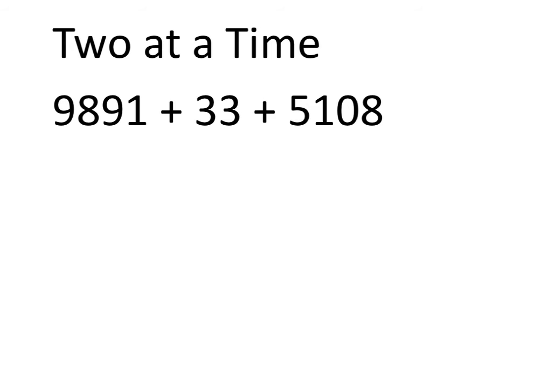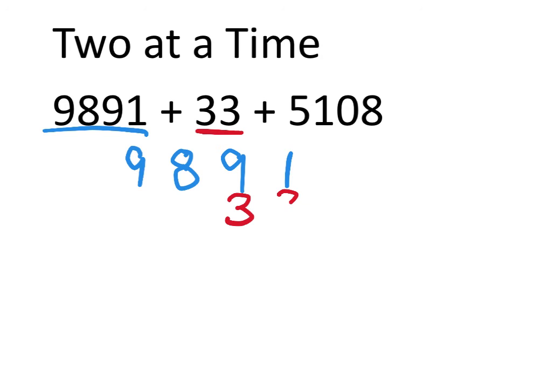So that means I would start with this 9,891 first. And then I would combine the next number with it first. So we've got that 5,108, but I'm putting that on hold until I get this sum first. So that's a 3 in the tens and the ones place value. Let's go ahead and add these two together.